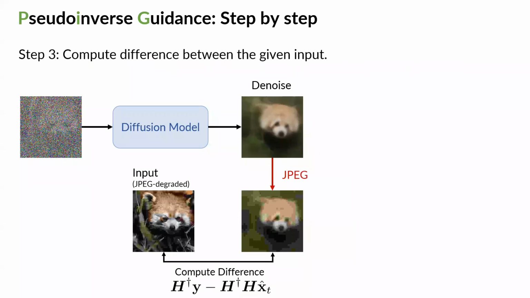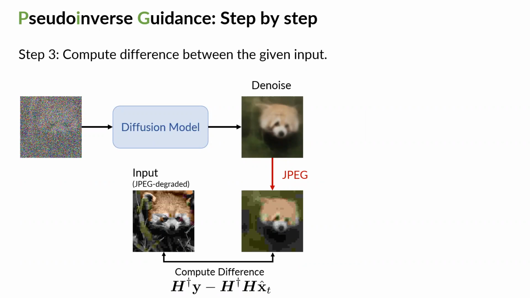The third step is to compute the difference from the given input. Our input is the JPEG degraded image that we try to get eventually, and obviously our output is not close enough. So we compute the difference between these two, which is a vector that points us towards the right direction.